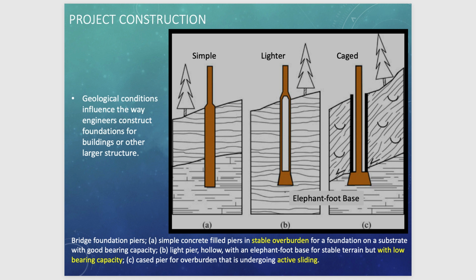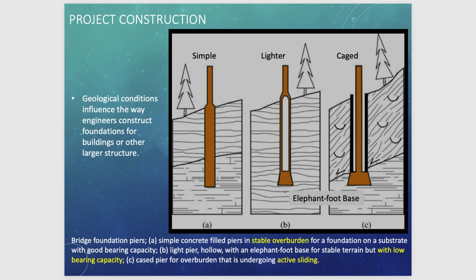So in case A, it's using essentially a simple pillar because the unit of rocks that is supporting the base of the pillar is represented dominantly by limestone, and it's essentially a stable overburden. And so we have a stable overburden on top and a stable base represented by limestone. So this is quite a favorable situation for a simple pillar.